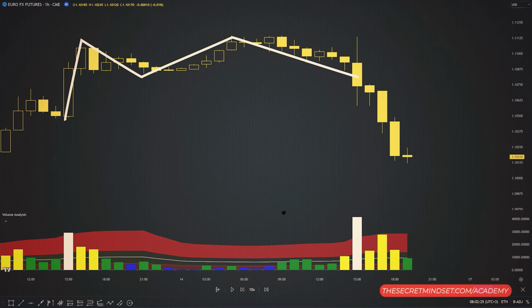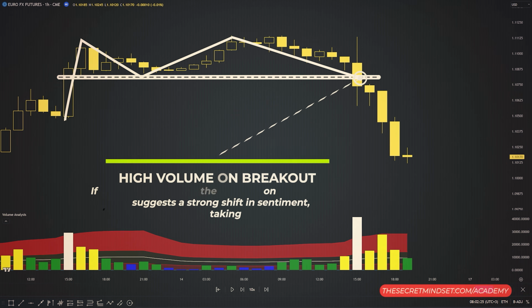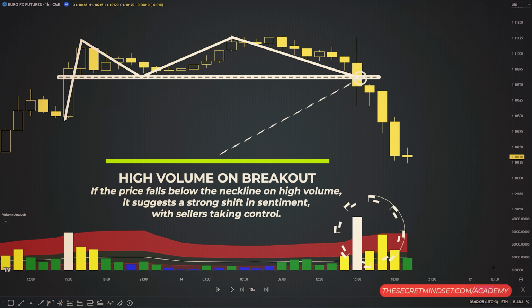The most critical phase of the double top formation is when the price breaks below the neckline. Here, volume plays a vital role in confirming the pattern. If the price falls below the neckline on high volume, it suggests a strong shift in sentiment, with sellers taking control. High volume during the breakdown adds credibility to the pattern and increases the likelihood of a trend reversal.